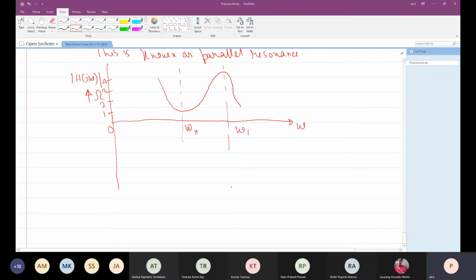Yes. So would omega n be always less than omega 1? Yes. So omega n is less than omega 1. So this is parallel resonance where the impedance is becoming maximum. It is not the magnitude of Hj omega. You can see what is Hj omega that we have written.